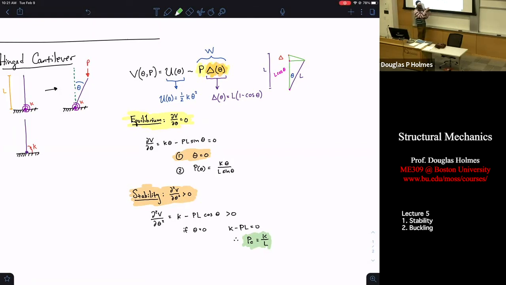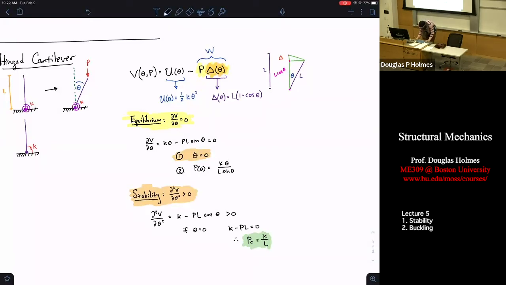the cantilever starts with an angle of 0. I start pushing on it. Angle of 0 is the stable configuration for this cantilever until the force I apply reaches this value. At that point, this becomes an unstable pathway. So we can draw this.